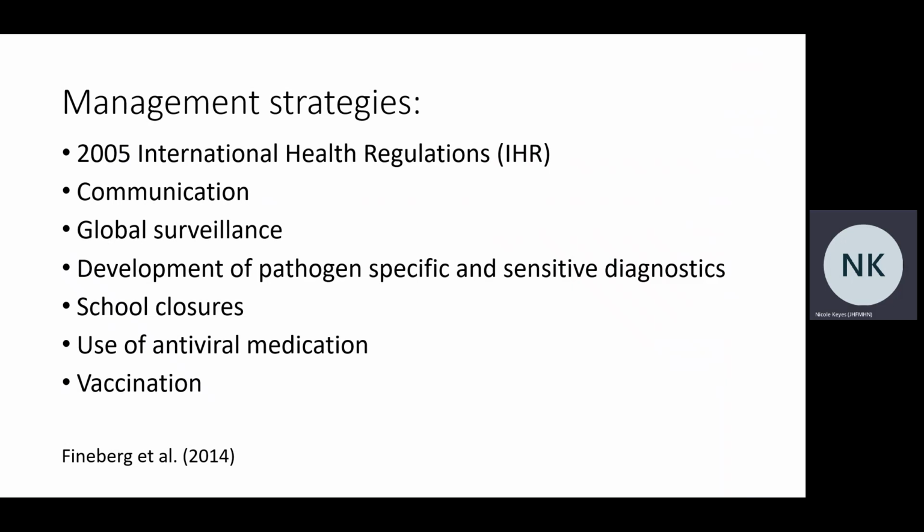School closures were also a management strategy, and given the higher morbidity and mortality rates in younger people, vaccination was another strategy that was used. However, despite the rapid development of a vaccine, and there were 78 million doses provided to 77 countries, the vaccine was not distributed in a timely manner.